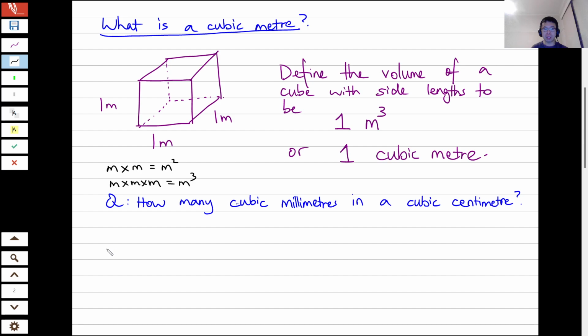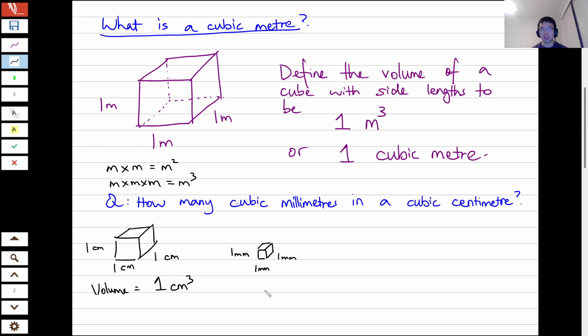I can do something similar for a cube with dimensions 1 centimeter by 1 centimeter by 1 centimeter, and this has a volume of 1 cubic centimeter, or 1 cm cubed. And likewise, I could have a really tiny cube with dimensions 1 millimeter, 1 millimeter, and 1 millimeter, and the volume of this cube would be 1 mm to the power of 3.